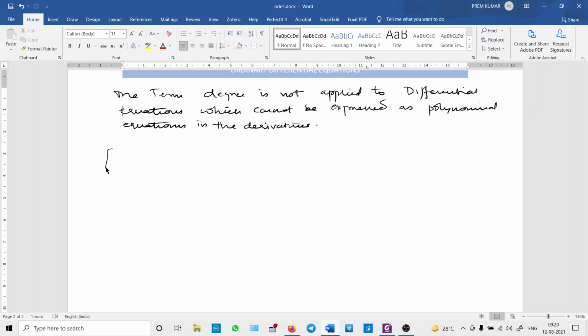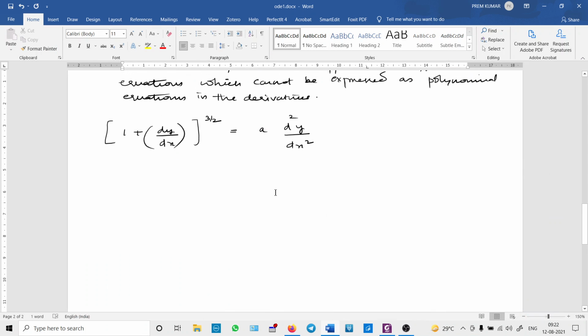Now, you see here for this differential equation, 1 plus dy by dx the whole power 3 by 2 equals a into d square y by dx square. See, for this differential equation, this is an ordinary differential equation, that is true. But here we have to express this equation as a polynomial in the derivatives. What are the derivatives present? This is a second order derivative and this is a first order derivative. We have to express this totally as a polynomial in its derivatives.